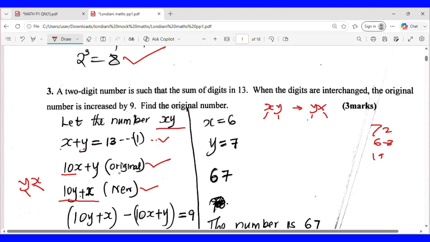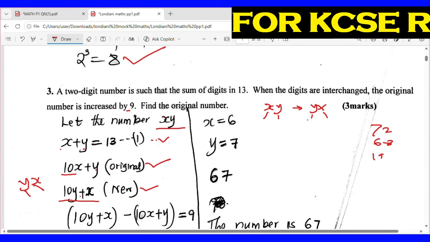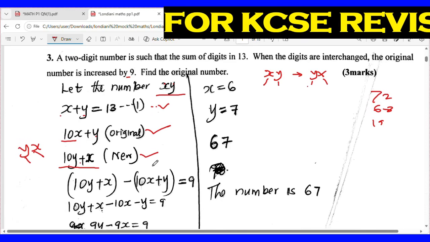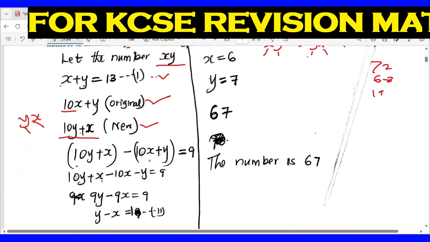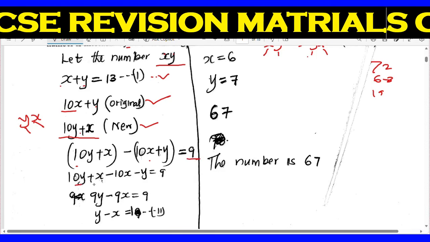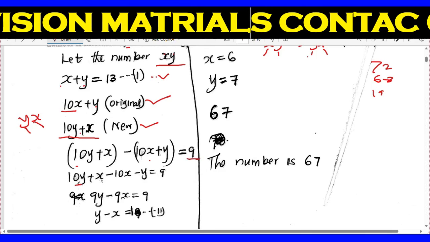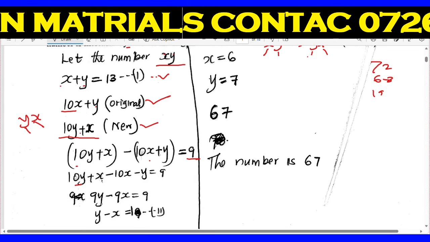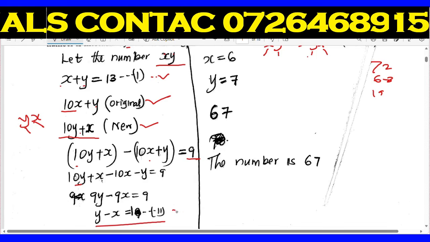the original number increased by 9, meaning the new number is bigger than the original number. So it means when we subtract the original number from the new number, you get the answer as 9. So when you open this bracket, you have this equation: 9y minus 9x equals 9. You divide both sides by 9, you get this equation here. Now this is our equation 2.